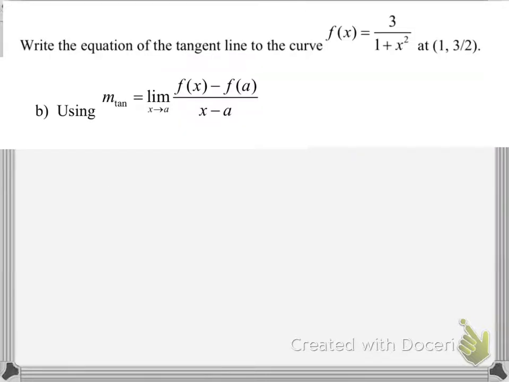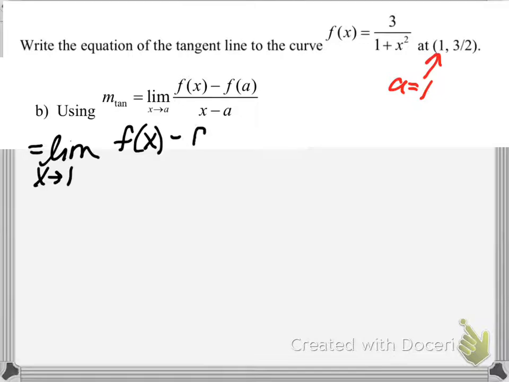Now, the second part of this problem asks us to find the slope of the tangent again, but using a different method, this time using the other limit definition for the slope of the tangent. So once again, we identify our point of tangency. The x value is our a value, so a is equal to 1. So we'll rewrite our slope of the tangent as the limit as x approaches 1 of f of x minus f of 1, all divided by x minus 1.